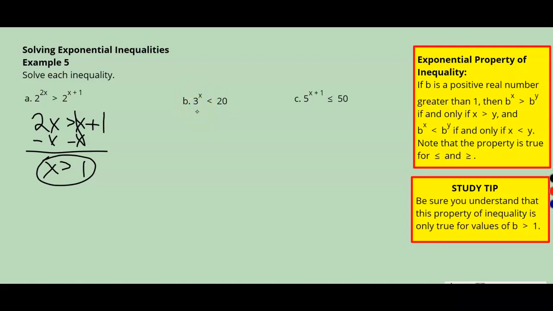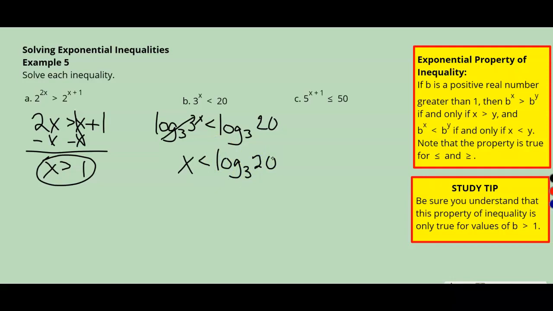Just like with equations, inequality is going to work very similar. So let's write this as log base 3 of 3 to the x power, and that's going to be less than log base 3 of 20. Okay, so we just added the logarithm to both sides of the inequality. Why did we do that? Log base 3 of 3 is 1, so that drops, and that's going to give me x is less than log base 3 of 20.